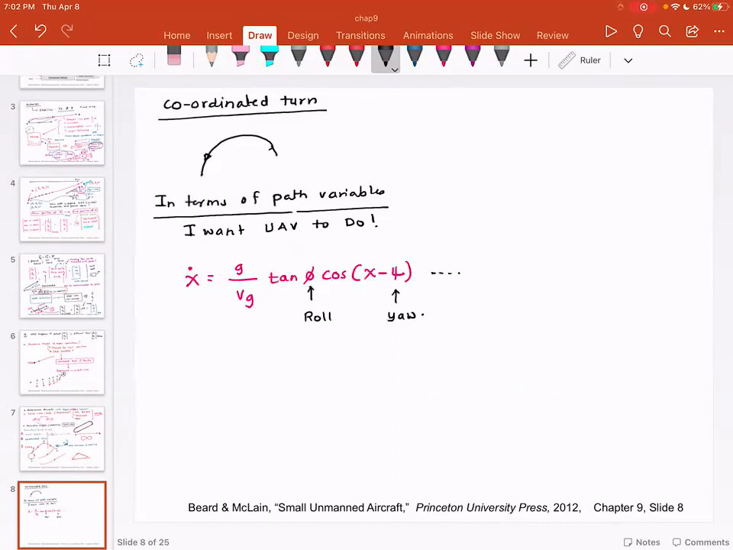And we studied this in section 5.2. If you want to refresh your memory, I would strongly recommend you briefly take a look at the coordinated turn. Coordinated turn is a combination of yaw and roll, but this condition has to be maintained. Now, I want to express this coordinated turn in terms of UAV states rather than path variables. Roll and yaw are UAV states, and chi dot and Vg are the path variables.